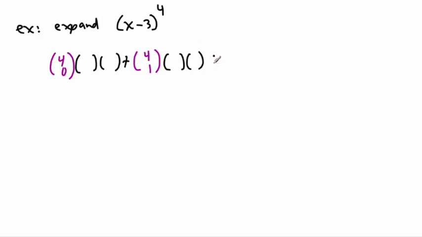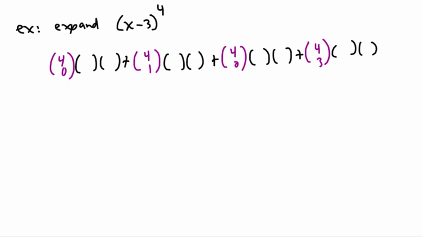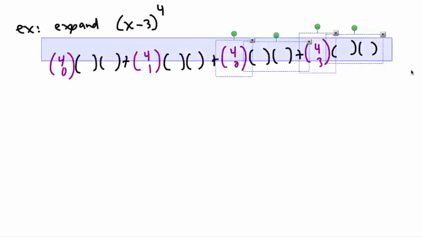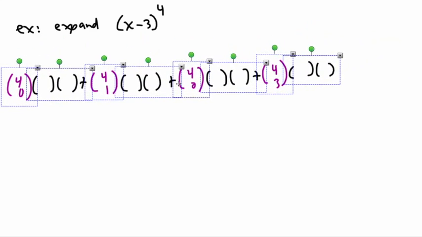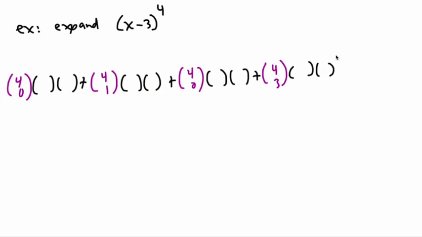And then I would say plus, and then I would keep going. So 4, 2, bracket, bracket, bracket, bracket, plus 4, 3, bracket, bracket, bracket, bracket. Maybe I need some more space here, so I'm going to drag this whole thing over this way here. Seems I'm running a little bit higher as I go along.